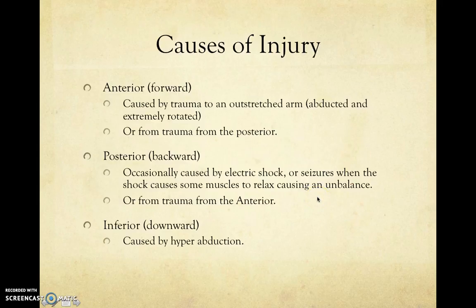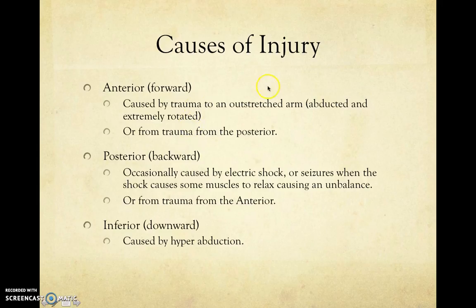Alright, so causes of injury. There are two main kinds of injury. There's direct and indirect. I will break it down for each different kind of dislocation. So for the anterior dislocation, it is caused by trauma to an outstretched arm, as I already said before. This trauma comes from the posterior, so it comes from behind most of the time. This is why the shoulder is pushed out forwards.